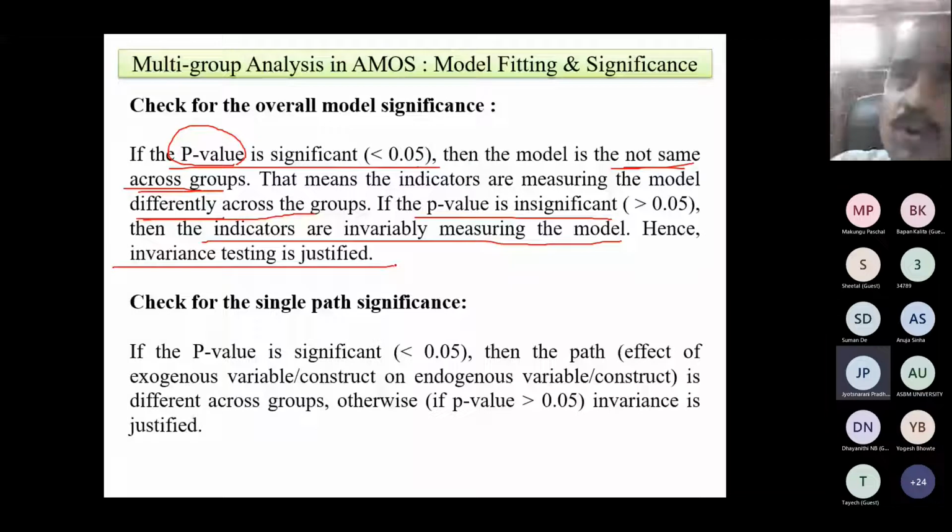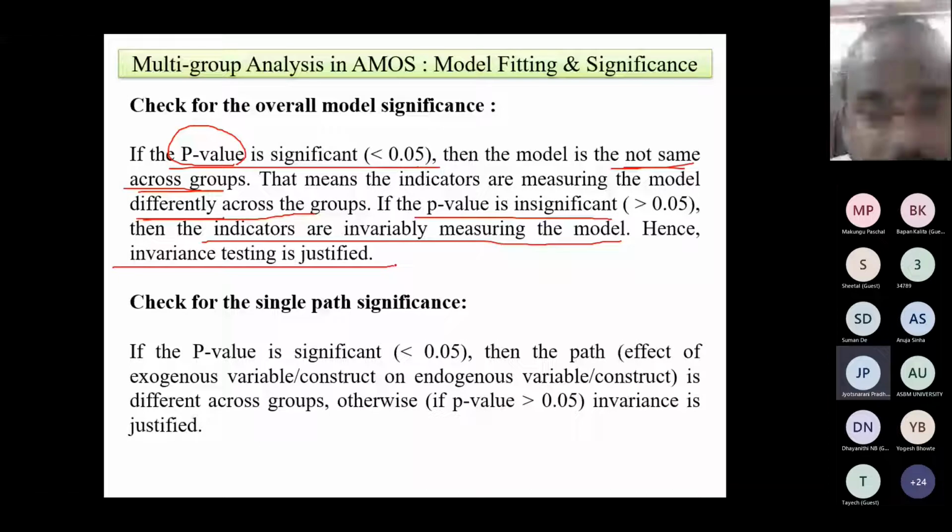That means you expect a result initially more than 0.05. You expect that result unless and until your objective or hypothesis is to differentiate. If your objective is to differentiate, then you expect a result less than 0.05. But most of the time we are testing invariance.